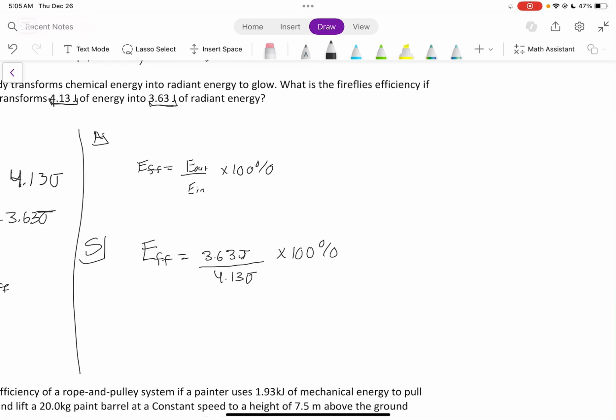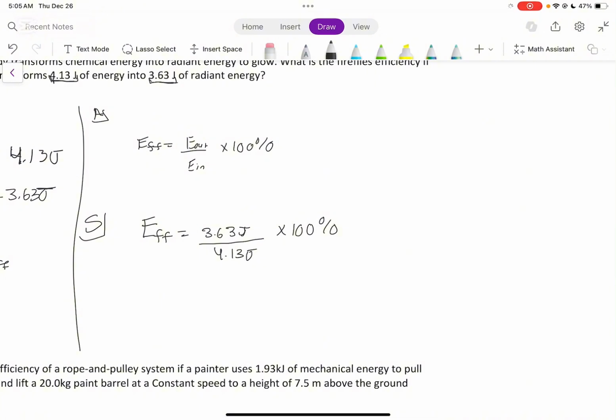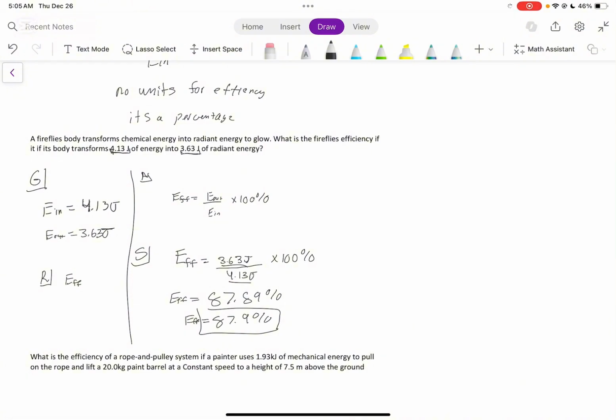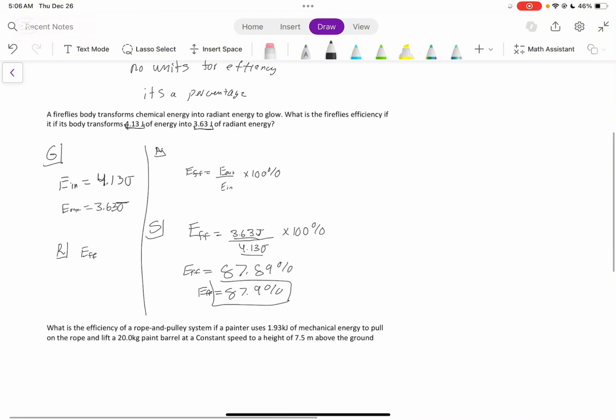So now that we have that, we can just go ahead and plug this into our calculator. 3.63 divided by 4.13 multiplied by 100, you get an efficiency of 87.89%. Round off to 3 significant digits because there are 3 in all of those. So 87.9% efficiency. So EFF is equal to 87.9% efficiency. So that is our total efficiency for this firefly.